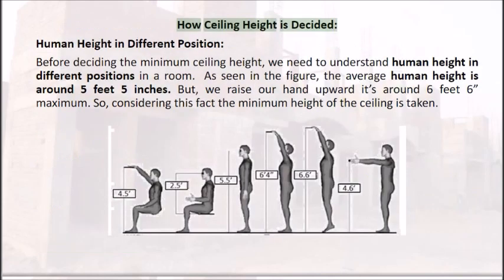How ceiling height is decided. Human height in different positions. Before deciding the minimum ceiling height, we need to understand human height in different positions in a room. As seen in the figure, the average human height is around 5 feet 5 inches. But when we raise our hand upward, it's around 6 feet 6 inches maximum. So, considering this fact, the minimum height of the ceiling is taken.